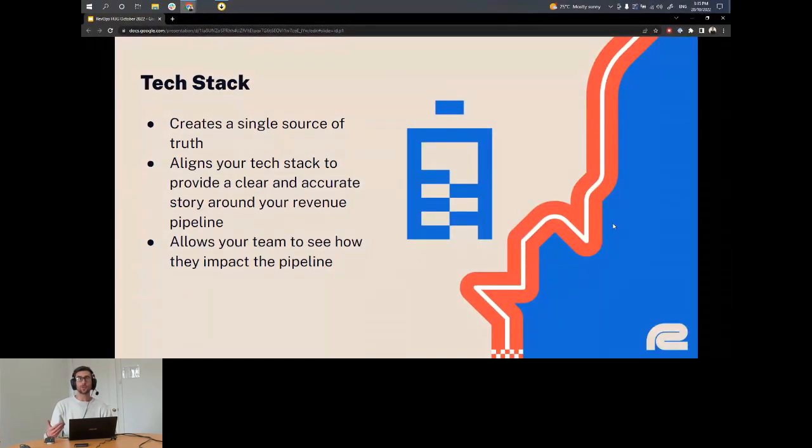It allows you to truly report on the customer journey, what the issues are, where the bottlenecks are, and what you could do to get rid of those bottlenecks. And it also allows your people to identify how they directly and indirectly impact the pipeline.